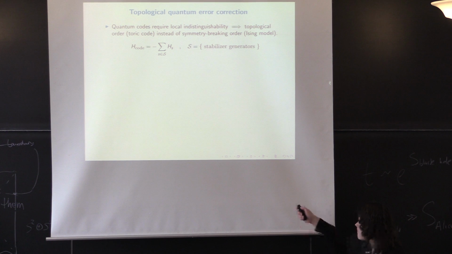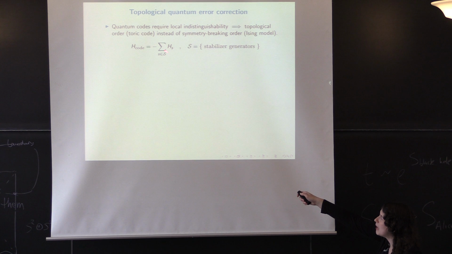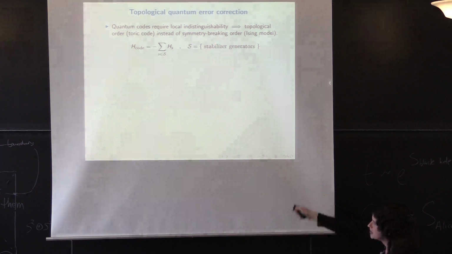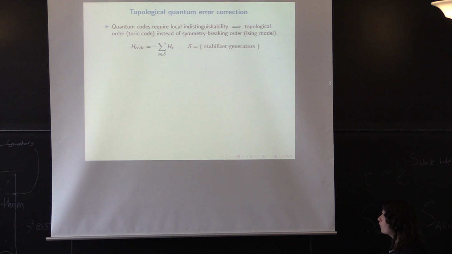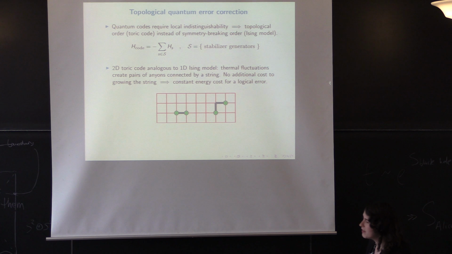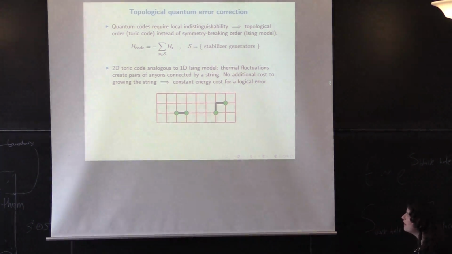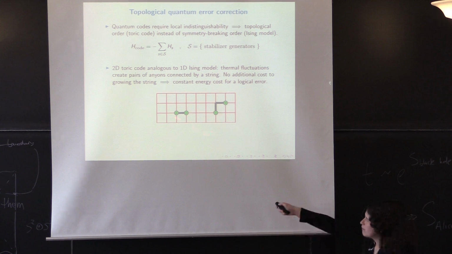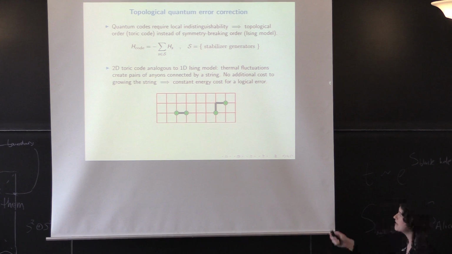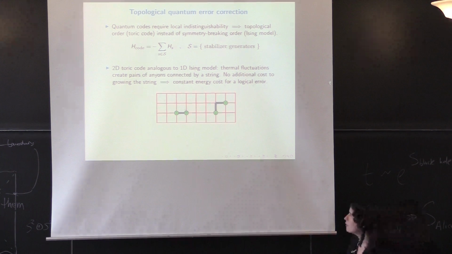This is a stabilizer code. In general, you have a commuting Hamiltonian that is minus the sum of the generators of what's called the stabilizer group. And so in the 2D toric code, which hopefully many of you are familiar with, you have local operators, plaquette operators and star operators, that are your stabilizers that form this commuting Hamiltonian. And the point is that your code words are now locally indistinguishable.